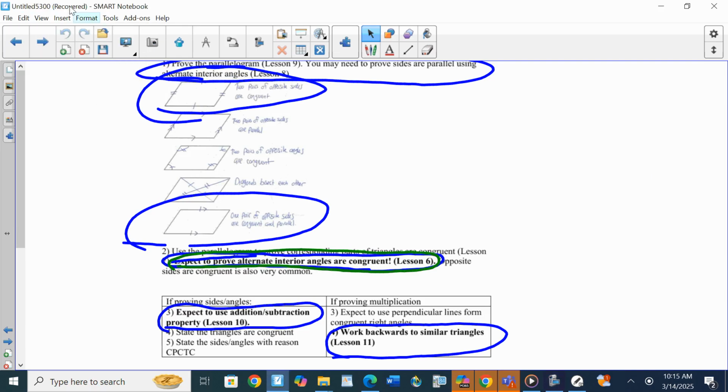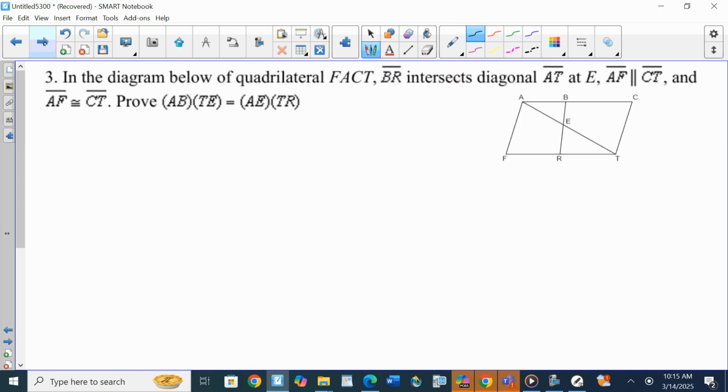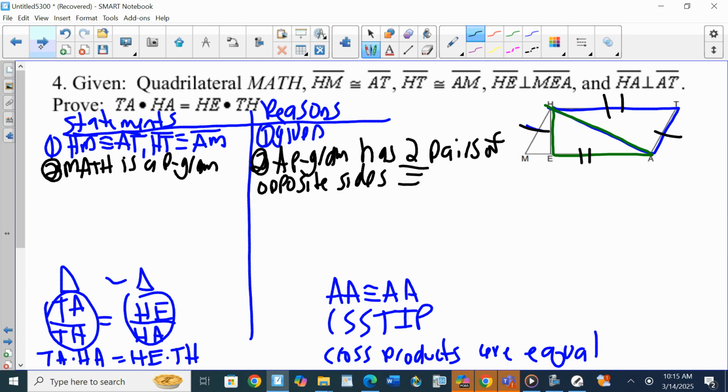Now that I have the parallelogram, it's getting a little messy here. I'm going to use the parallelogram to prove corresponding parts of triangles are, in this case, congruent. And again, expect to prove alternate interior angles. So now I'm going to look for alternate interior angles. I can't guarantee this, but it's very likely. There's my transversal, my line hitting my parallel lines. So I'm going to use that to carve out my alternate interior angles in those triangles. There they are.